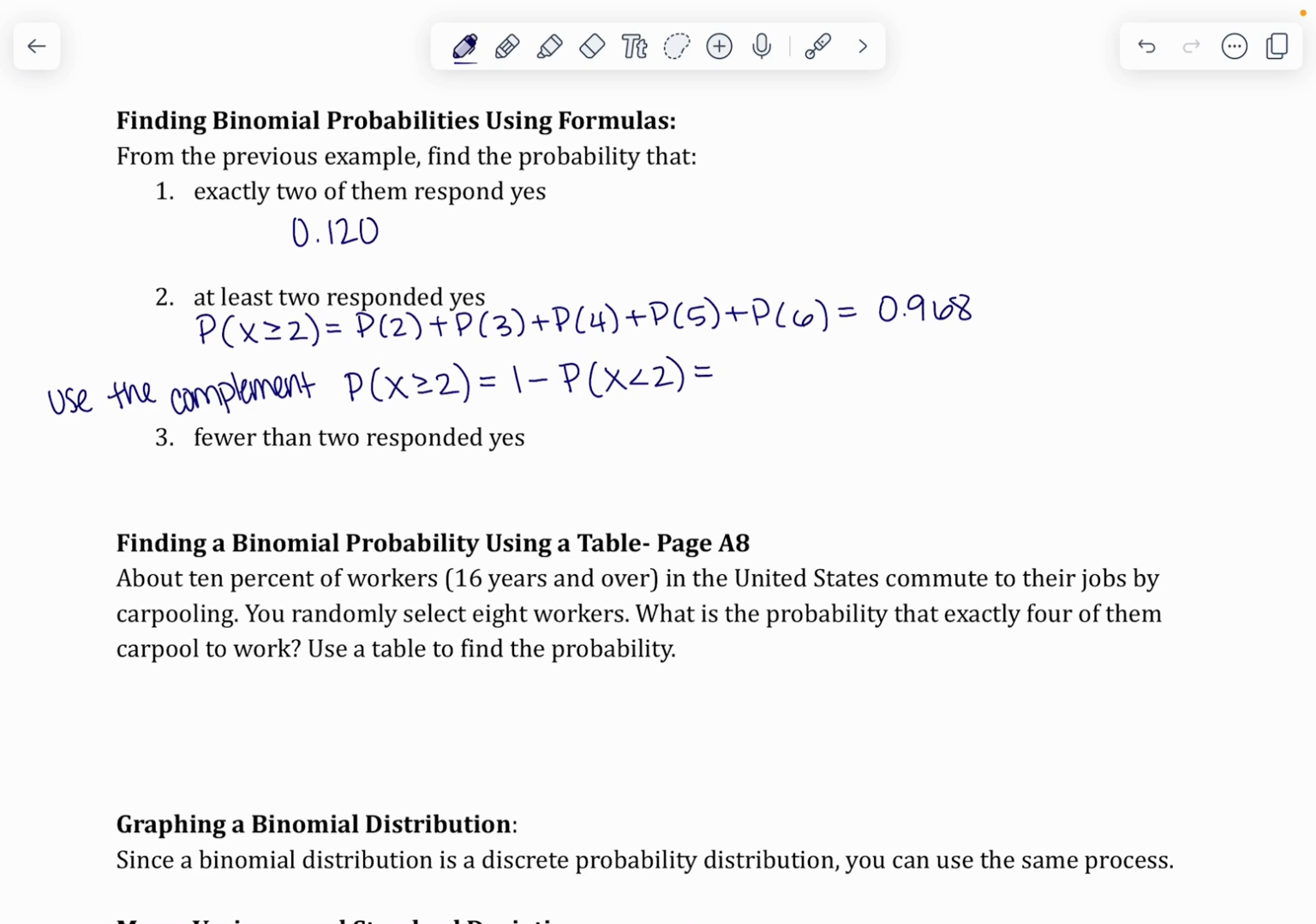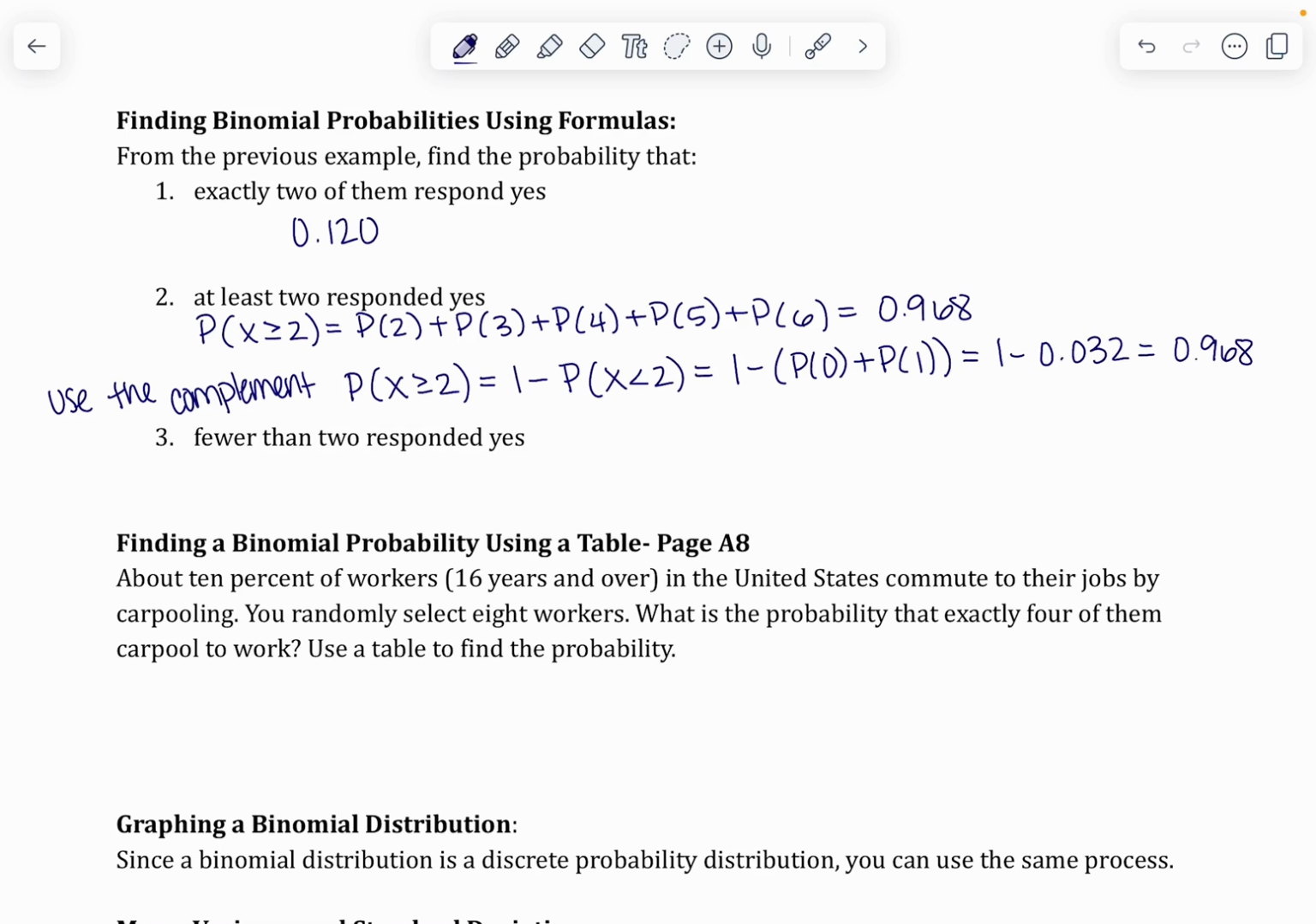To be less than 2, that's the probability of 0 plus the probability of 1. So looking back at our table, if we take the probability of 0 and the probability of 1 and add them together, we get 0.032. If we subtract that from 1, we get 0.968. Depending on your table and what your n value is, sometimes it is faster to use a complement, but sometimes it's also harder to think about.